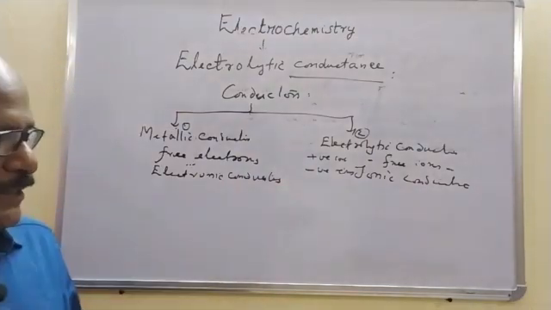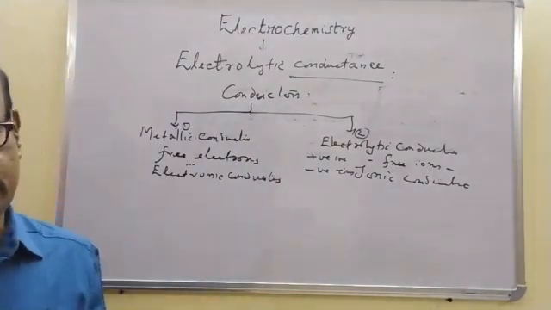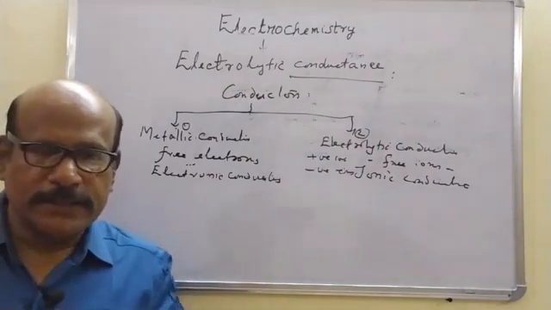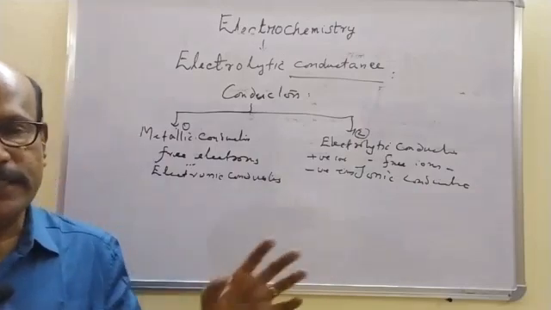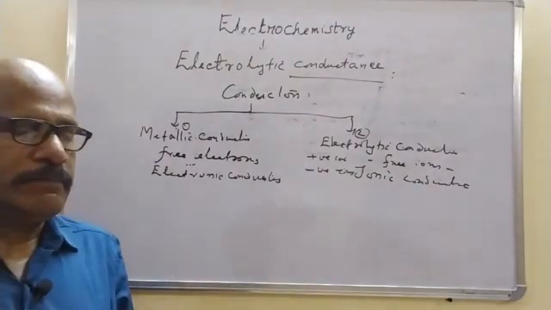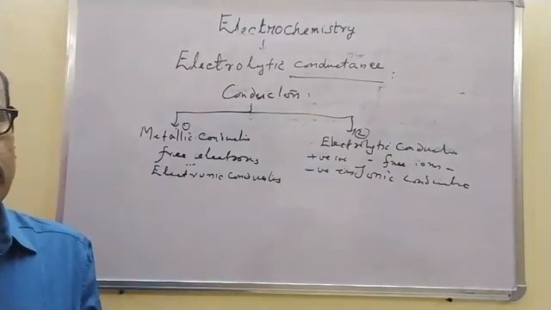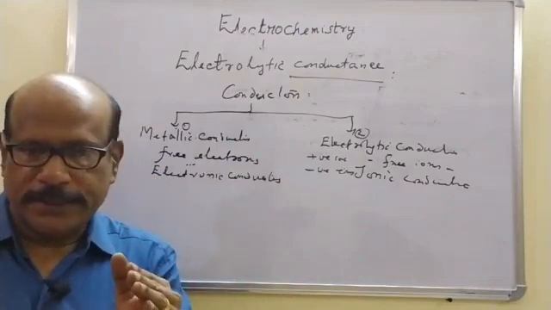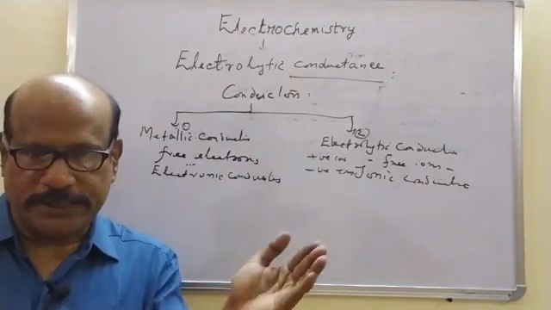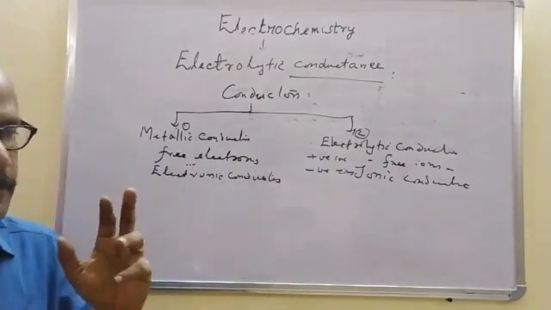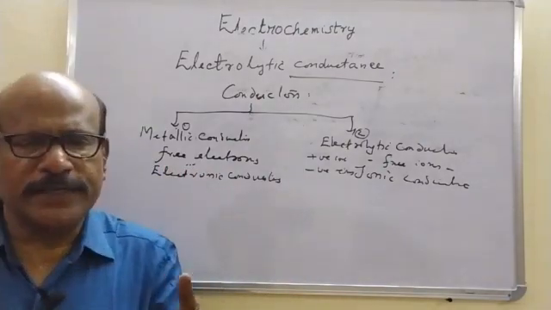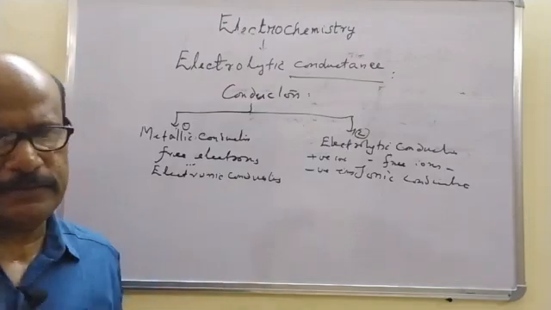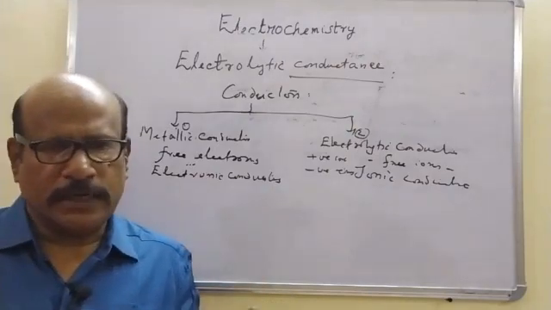In the case of metallic conductors, as the temperature increases, the thermal vibration or oscillation of the nuclei increases. Therefore, it offers a sort of blockage or hindrance to the free movement of the electrons through the metallic lattice.